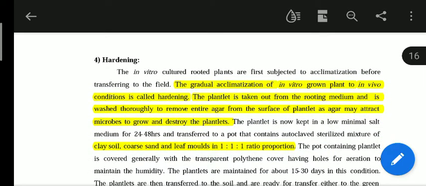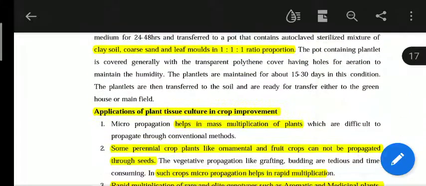Here the gradual acclimatization of in vitro grown plants to in vivo conditions is called hardening. Simply, it means gradual acclimatization of in vitro plants to in vivo conditions. And here this ratio is important: clay soil to coarse sand to leaf mold is in the ratio 1:1:1.